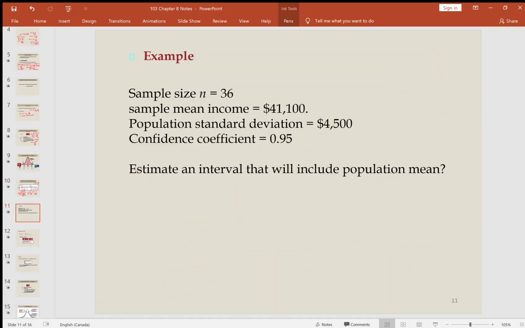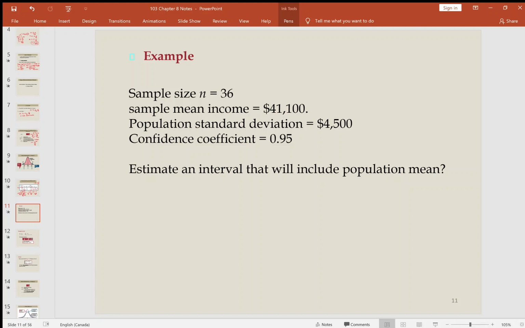Now let's go to a question here. We took a sample and the sample size is 36. The sample mean income is 41,100, the population standard deviation is 4,500, and the confidence coefficient is 0.95. Estimate an interval that will include the population mean.